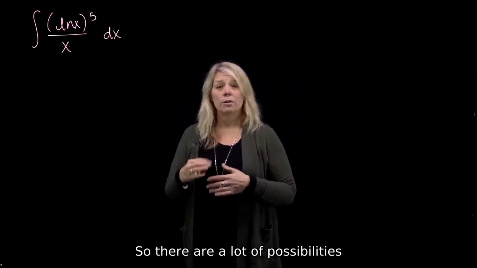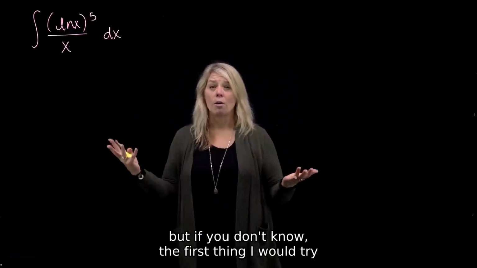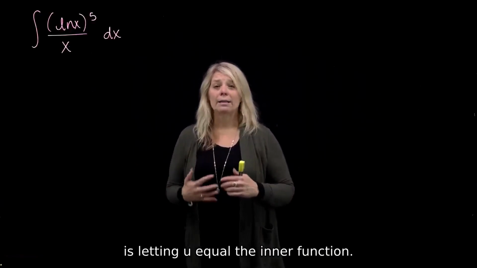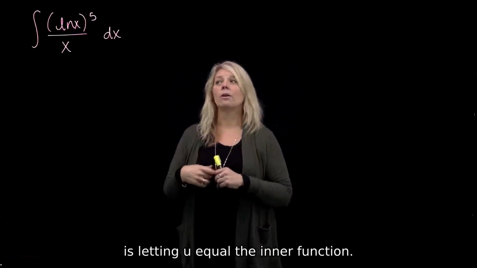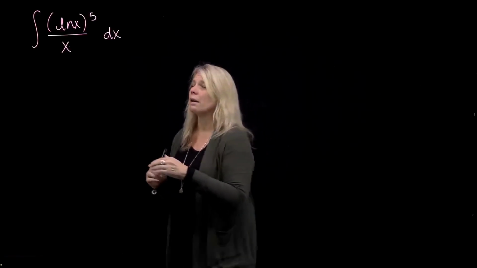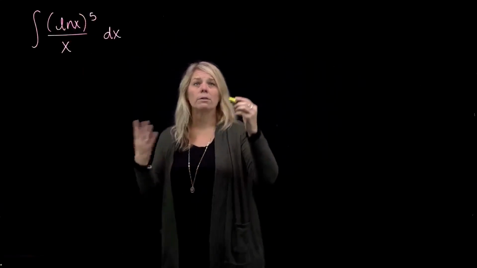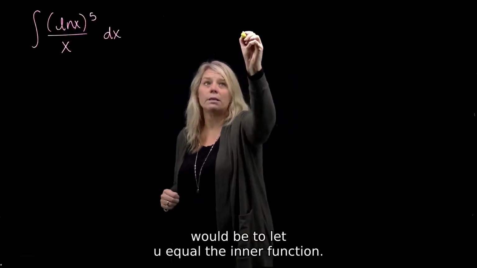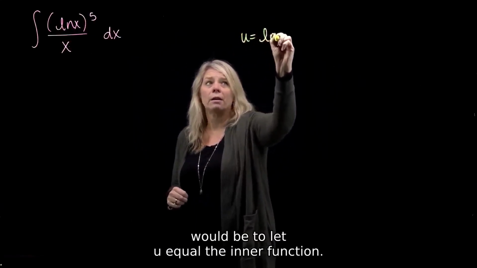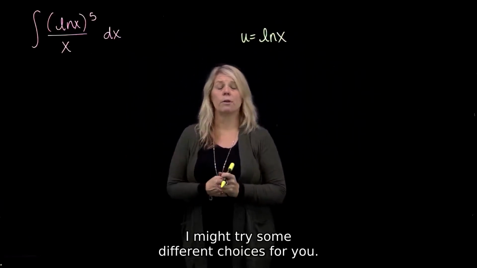There are a lot of possibilities for thinking through what to let u equal, but if you don't know, the first thing I would try is letting u equal the inner function. If you see a function inside something else, start with letting u equal that. So I have this natural log of x inside this fifth power. So the natural thing to try would be to let u equal the inner function. If that doesn't work, I might try some different choices for u.